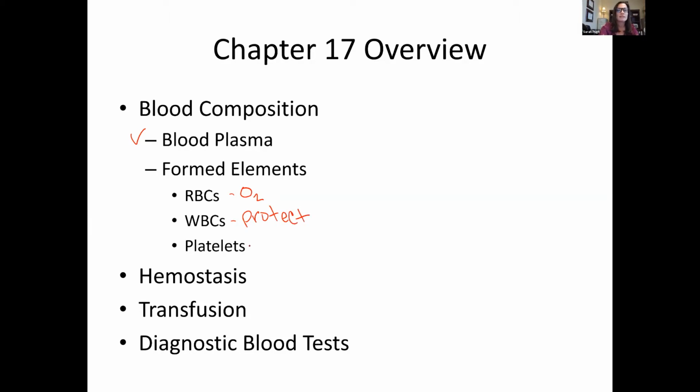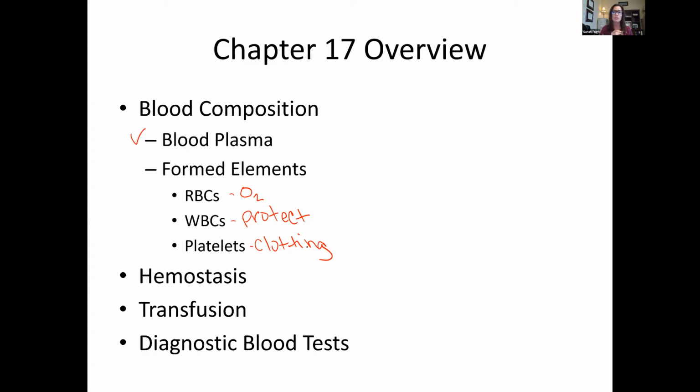And then platelets. Platelets are actually little fragments of a bigger cell, and the job of a platelet is to help with blood clotting. So as we move through chapter 17, we are really going to dig down into not just the plasma, but also we'll talk a lot about our formed elements. We'll talk about how they're created. We'll talk about how long they live in the body, what they do. We'll really dig deep into each of those formed elements.